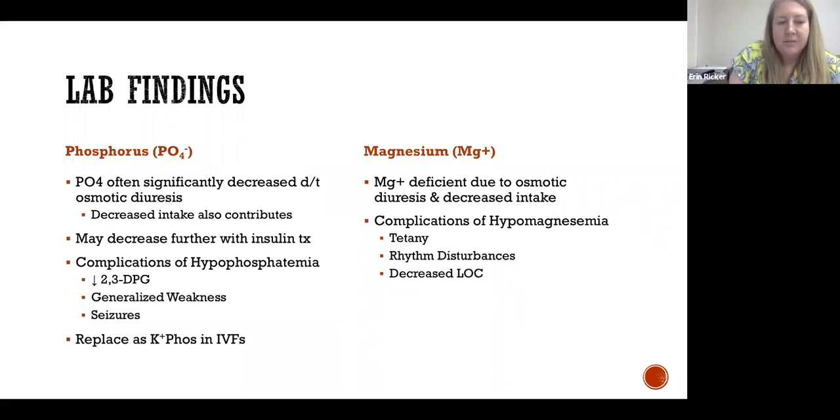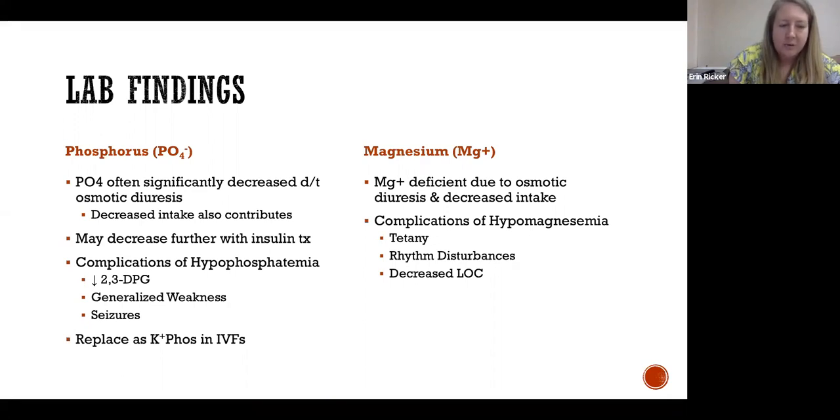Well, low phosphorus levels lead to decreased 2,3-DPG, which inhibits blood cells being able to dump off oxygen appropriately to our tissues. Phosphate's also really important for ATP production. So this is what's going to give us energy. So you'll see these patients have generalized weakness, and it can also eventually lead to seizures. So it's really important to keep your phosphorus stores intact.